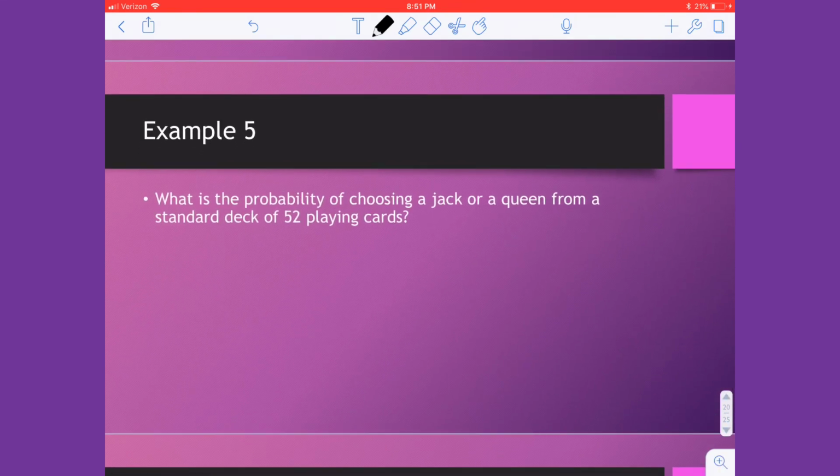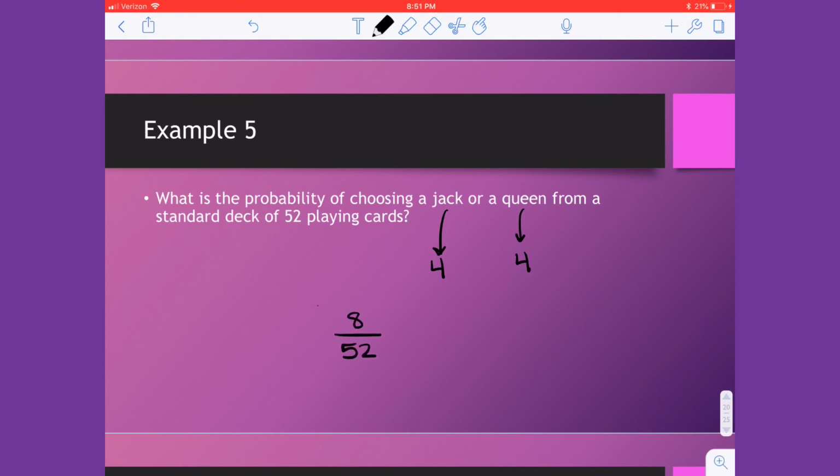What is the probability of choosing a jack or a queen from a standard deck of 52 playing cards? Well, how many jacks are there? There are 4. How many queens are there? There are 4. 4 plus 4 is 8 out of 52 playing cards.